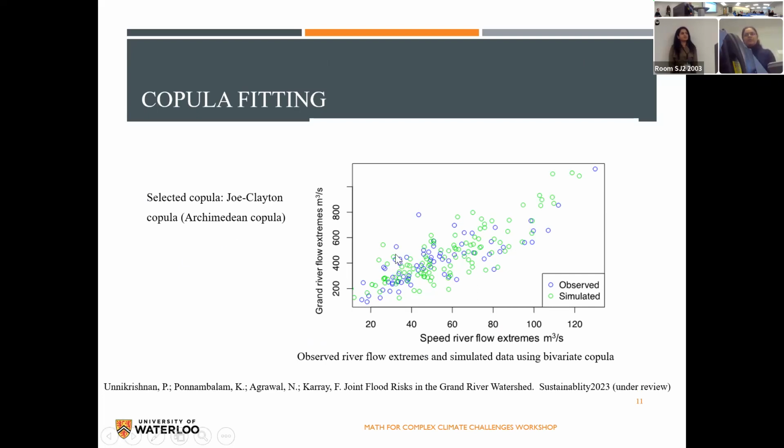This figure shows the observed river flow extremes of Speed River and Grand River, and the simulated river flow extremes of Speed and Grand River based on the Copula fitted. It can be seen that based on the Copula, the river flow extremes were reliably simulated using the Copula.